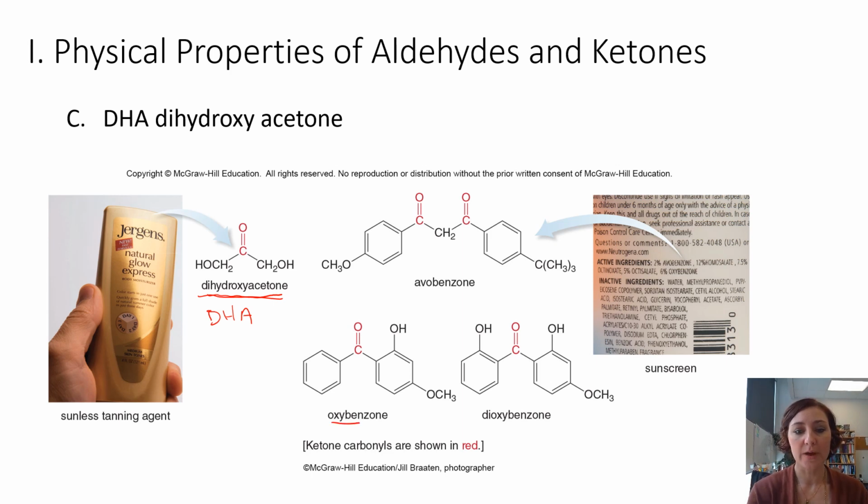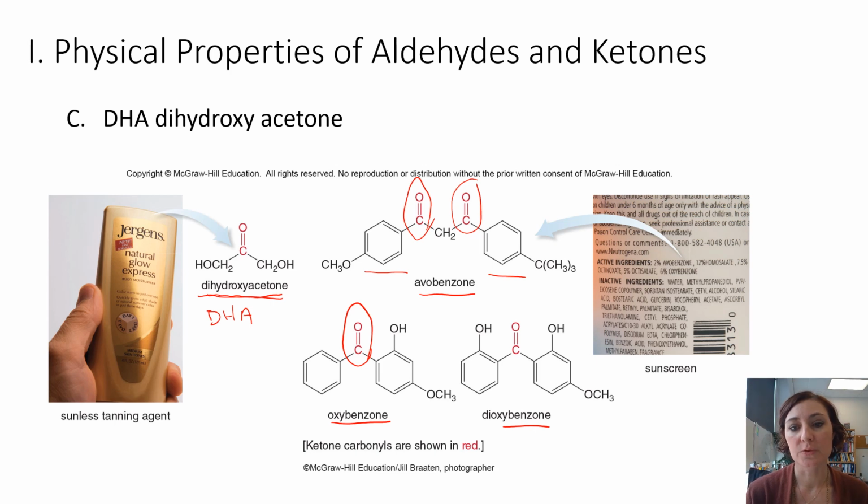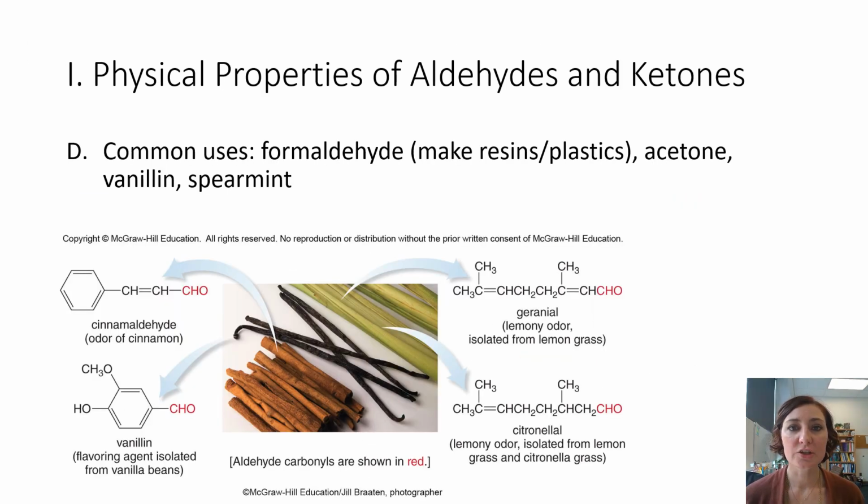Sunscreens also have ketones in them. Each of these is a molecule from a sunscreen. They have oxybenzone, which is a carbonyl attached to 2 benzene rings. Avobenzone has 2 carbonyls attached to 2 aromatics or 2 benzene rings. Remember a couple chapters ago we talked about benzene rings being an important ingredient in sunscreens that helps to block that UV radiation. All right, so let's take a look at some common aldehydes and ketones in your everyday life.